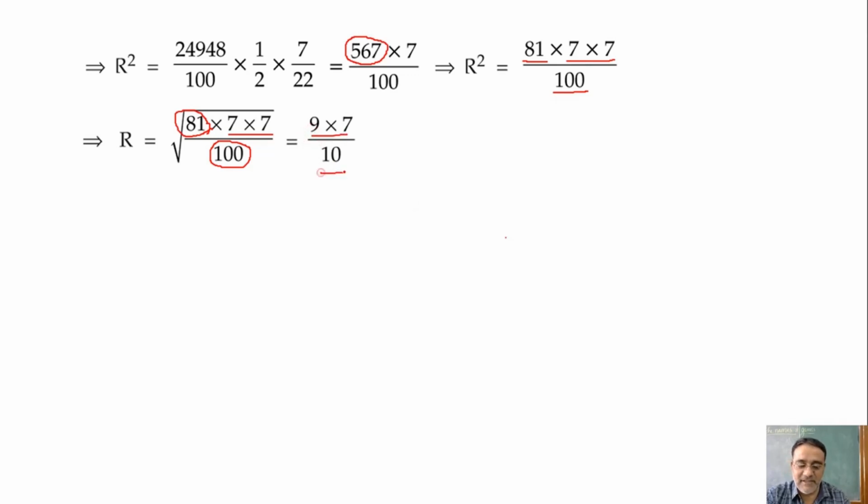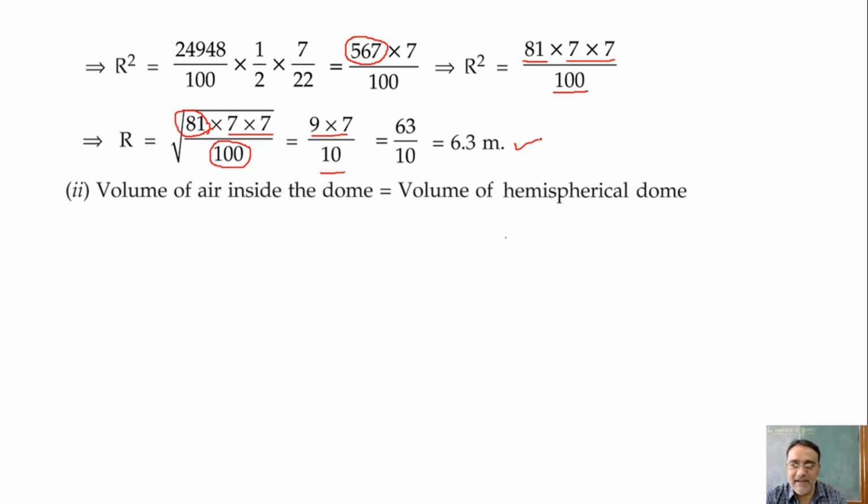63 upon 10. That means 6.3 meter. This is the radius. Any doubt in calculating the radius? No, sir. Okay. So now we are going to calculate the volume of air inside the dome. That is 2 by 3 pi r cube.